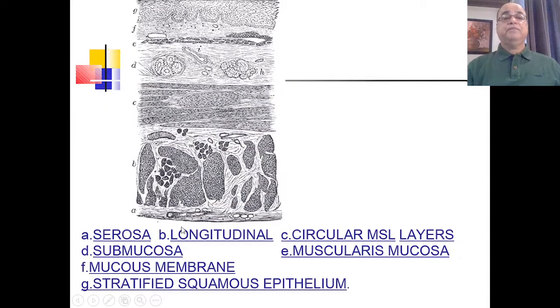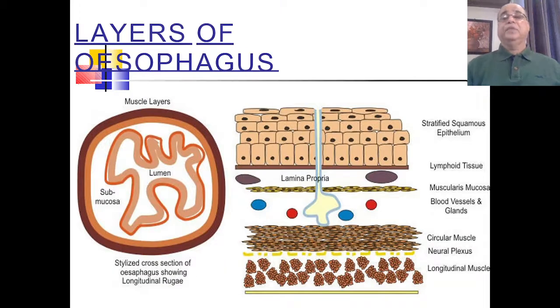As you can see in the picture, the outermost is the serosa, then longitudinal muscle fibers, then circular muscle fibers, and in between the longitudinal and circular muscle fibers there is a neural plexus, and then is the submucosa, then the muscularis mucosae, then the mucous membrane, that is the lining epithelium, which is stratified squamous epithelium. You can see these are the longitudinal muscle fibers and these are the circular muscle fibers, and the neural plexus lying there is what we call the myenteric plexus. It is lying here in between these 2 layers of the muscles.